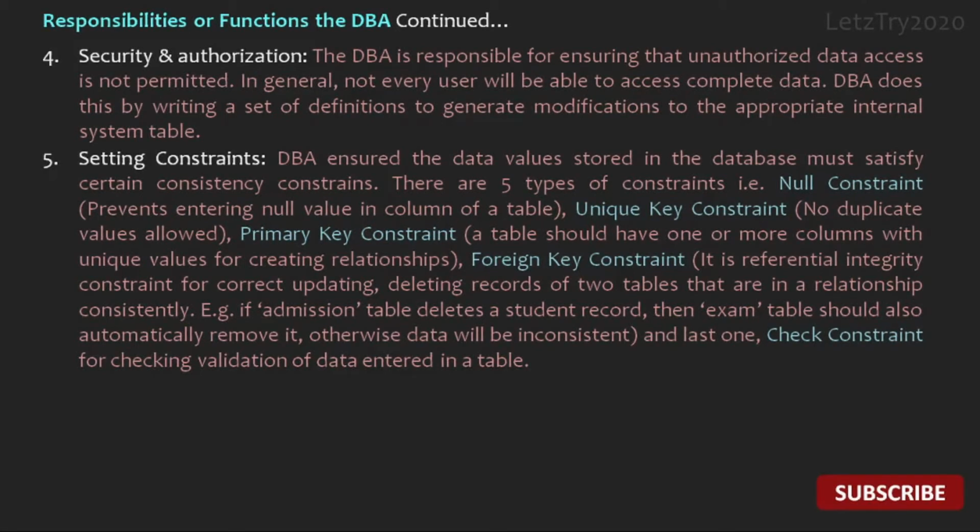Foreign key constraint, it is a referential integrity constraint for correct updating and deleting records of two tables that are in a relationship consistently. Example, if admission table deletes a student record, then exam table should also automatically remove it, otherwise data will be inconsistent. And last one, check constraint for checking validation of data entered in a table.